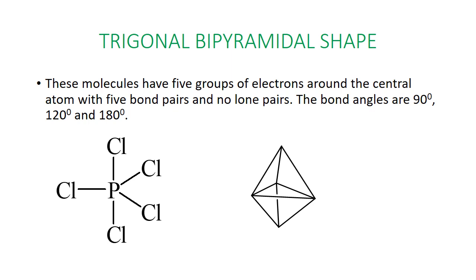Next we shall look at the trigonal bipyramidal shape. These molecules have five groups of electrons around the central atom: five bonding pairs and no lone pairs of electrons. In these molecules, we have bond angles of 90 degrees, 120 degrees, and 180 degrees. The perfect example is phosphorus pentachloride, and on the right-hand side is how the actual shape looks if put in 3D.